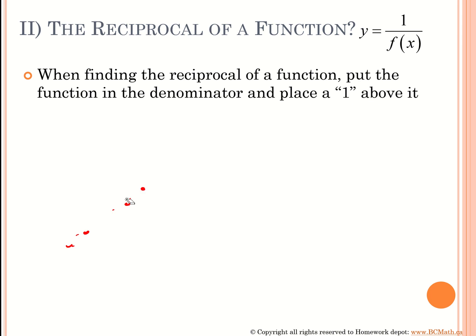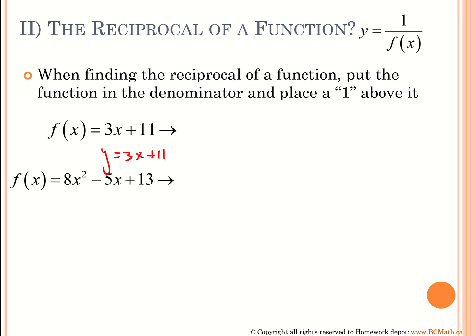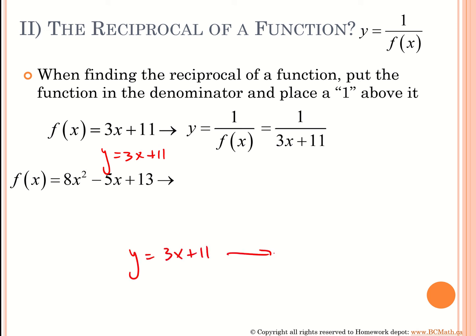So for this slide, if my equation is y equals 3x plus 11, it's a line equation, right? What's the reciprocal of this function? Simply, it becomes 1 over the original function, so 1 over 3x plus 11. Therefore, if your original equation is y equals 3x plus 11, the reciprocal function would be y equals 1 over 3x plus 11. Whatever you have, you put a 1 above it.